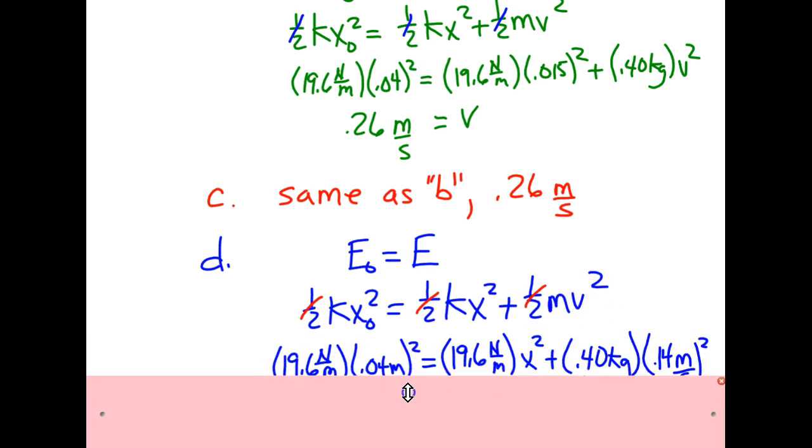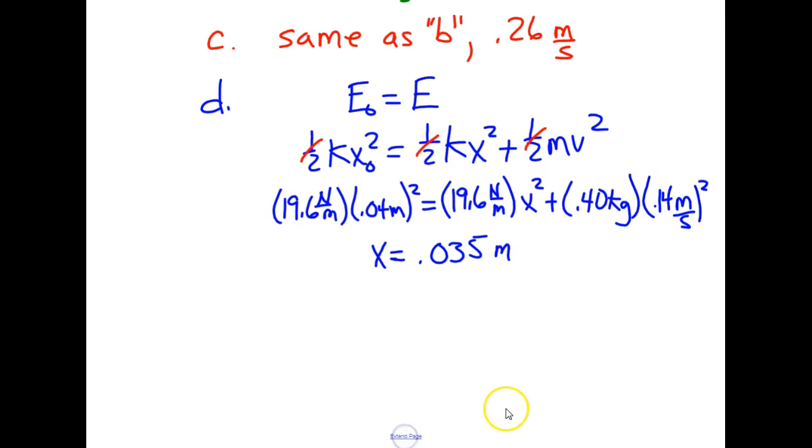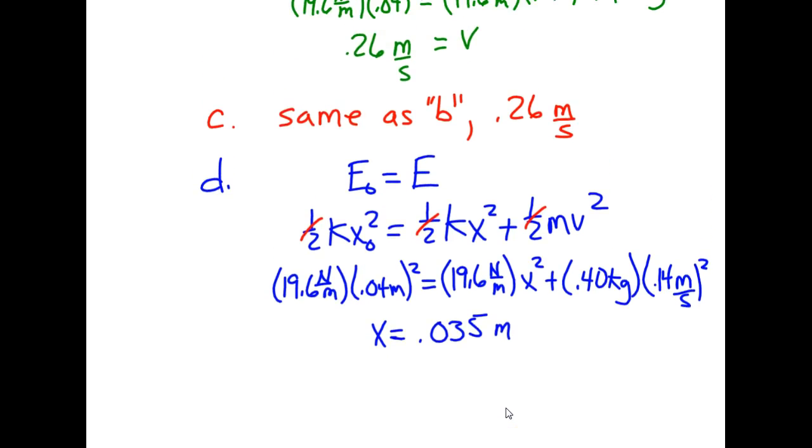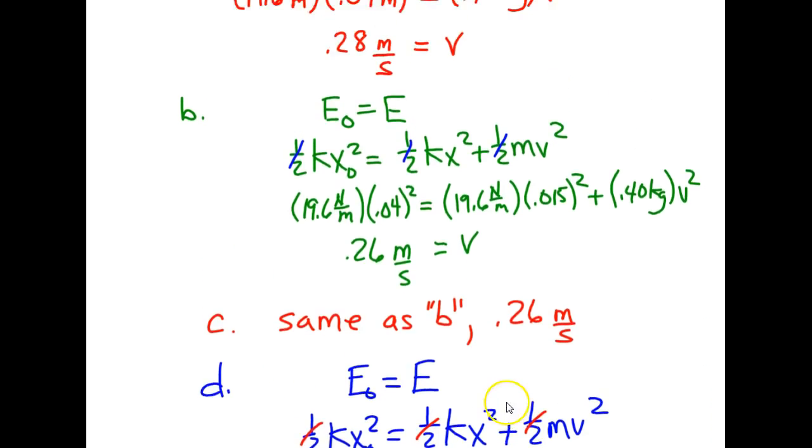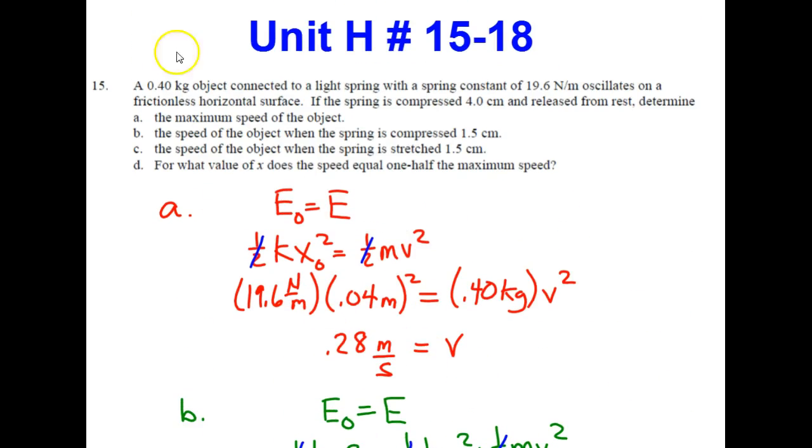We go ahead and again substitute, same substitutions initially here, and we have 19.6 times x squared plus 0.4 times 0.14 meters per second, and we have to remember to square that as well. You should get, when you solve algebraically for x, 0.035 meters. All right, that'll do it for 15.